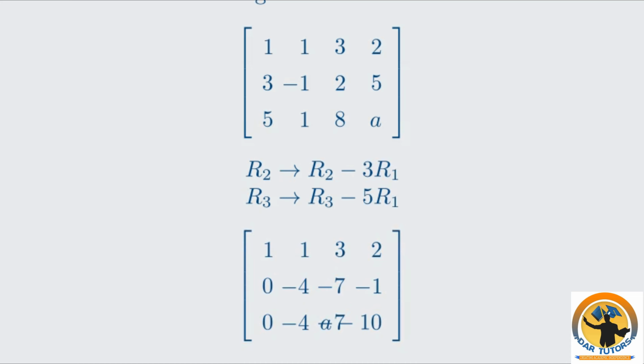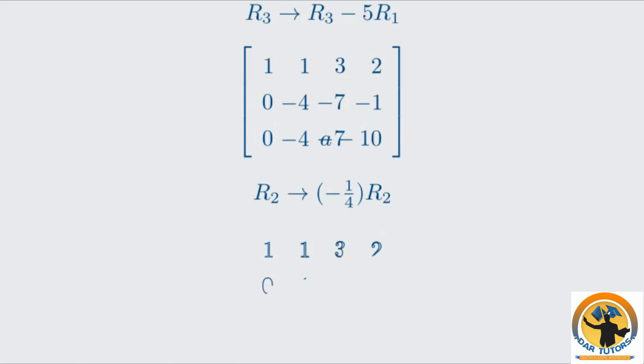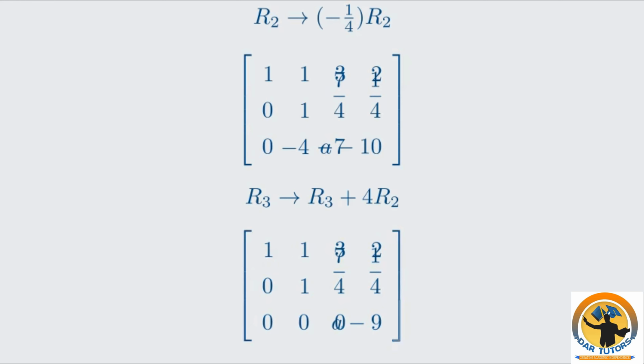Now let's make the second element in the second row 1. We multiply the second row by negative 1/4. This gives us: row 1 is unchanged, row 2 is 0, 1, 7/4, 1/4, and row 3 is unchanged. Finally, we make the second element in the third row 0. We add 4 times the new second row to the third row. This results in: row 1 is unchanged, row 2 is unchanged, and row 3 is 0, 0, 0, a minus 9.